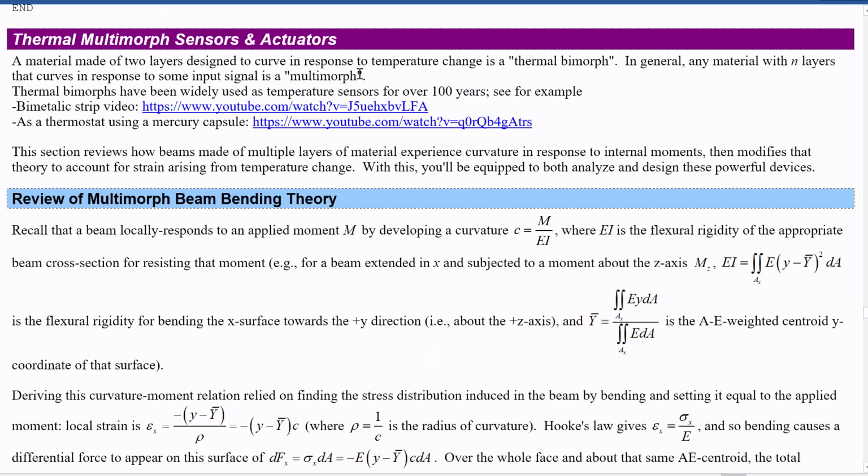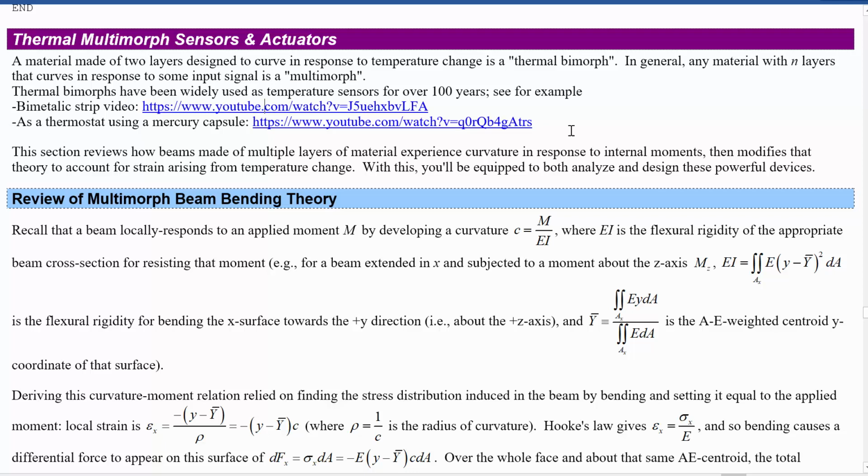Okay, now on to the curving beams, thermal multimorph sensors and actuators. A material made of 2 layers designed to curve in response to temperature change is a thermal bimorph. In general, any material with n layers that curves in response to some input is a multimorph. Thermal bimorphs have been widely used as temperature sensors for over 100 years. And I'm going to put these videos in the description, so they should be down below. You can click on these ones and check out what a bimetallic strip heating up looks like. If this video doesn't work anymore, then just Google bimetallic strip heating and you'll see what I'm talking about here.